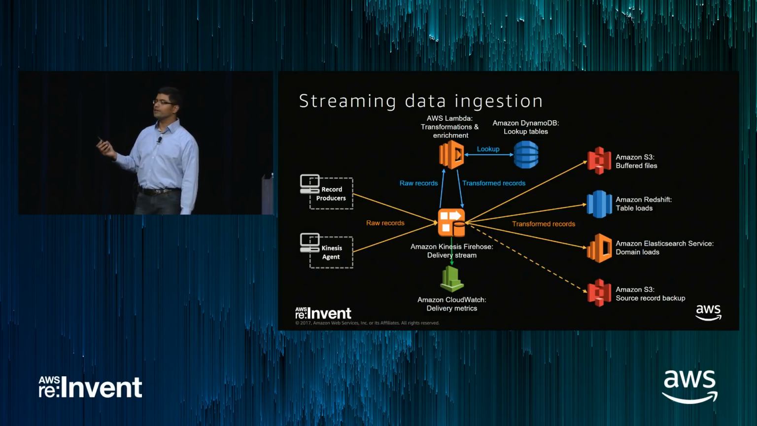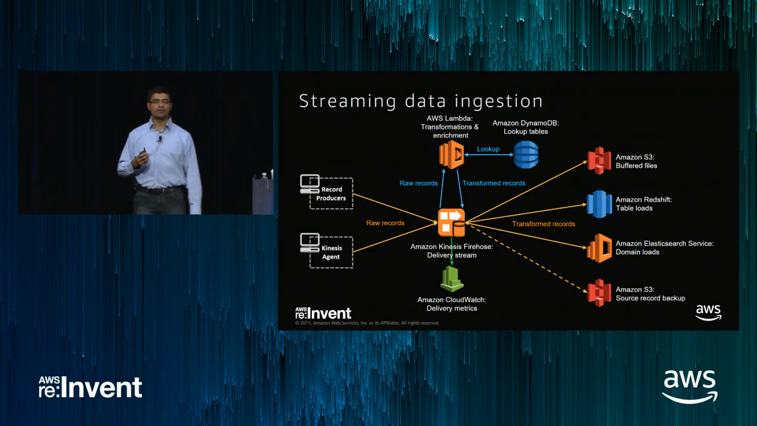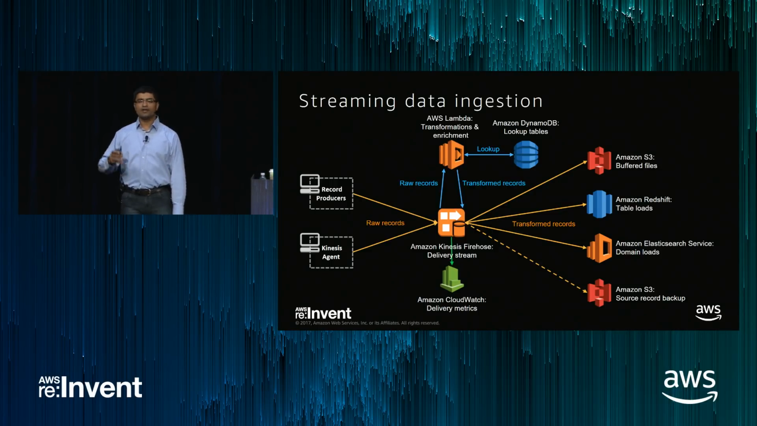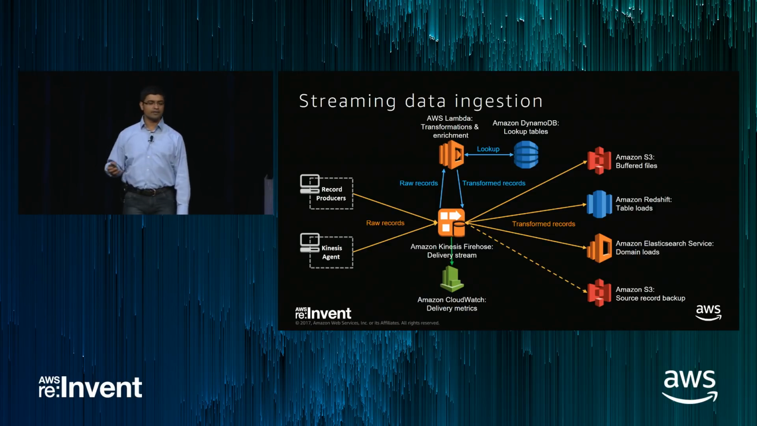So on the right, you see examples of destination services. S3 is an example. You can store your transformed records in batches in S3, or you can send those records directly to Redshift, where they can be loaded into tables and be available for analytics. You can also send those records to Elasticsearch service, where they can be indexed and available for searches, as well as visualization on tools like Kibana.